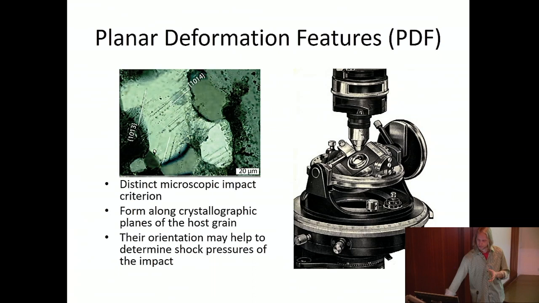With that, it is possible to determine the orientation of your planar deformation features and put it in correspondence to major lattice orientations. These lattice orientations here, 10 minus 13 and 10 minus 14, can give insight into the shock pressure that acted on the sample.